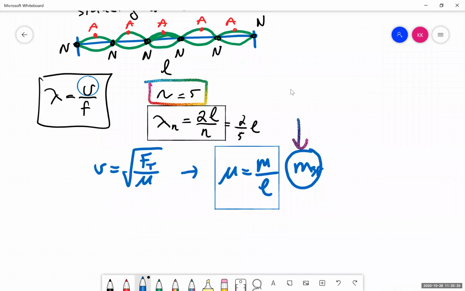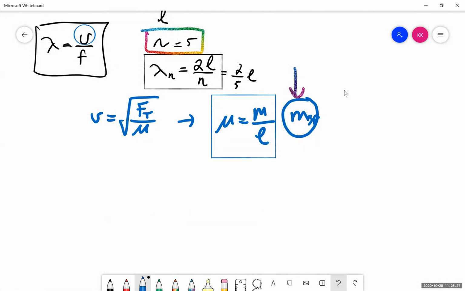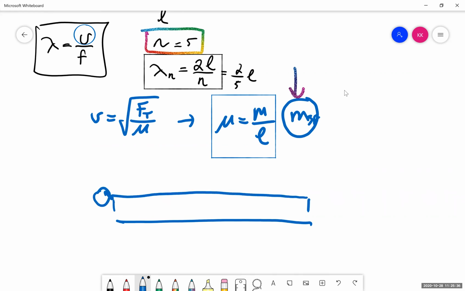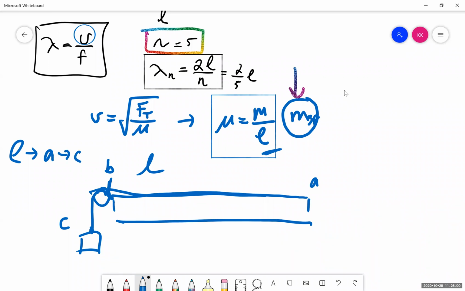But our experiment is going to have a setup where you have those boundary points. So basically our string is going to go like this, then go over a pulley and go down with some mass hanging. And we have in a way the L, which is this L over here, the entire length. That means starting from point A, let's say where the oscillator is, then point B, where the pulley is, and then where the mass is attached, point C. So the length here is basically going from A to C. That's the entire length of the string.